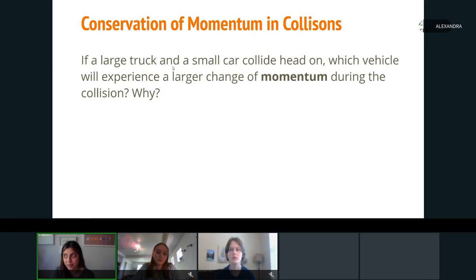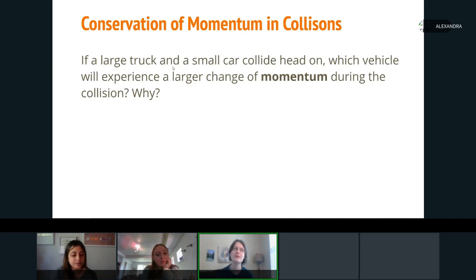So I kind of talked about this already. So let's have you try in your own words to explain where there would be a larger change of momentum during the collision. Would it be in the small car, the large truck, or would it be the same? The small truck. Okay. Or the large one? I don't know. Well, yeah.